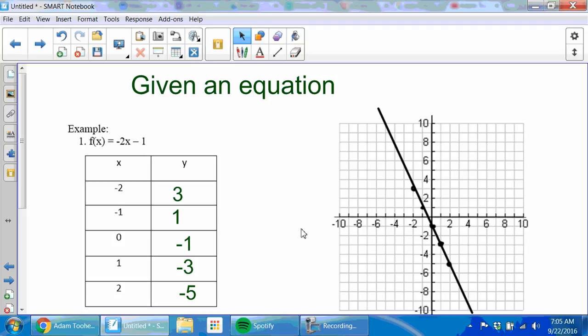Use this to help you get ready for the functions checkpoint. You can rewind and watch any different one of these to help you with it.